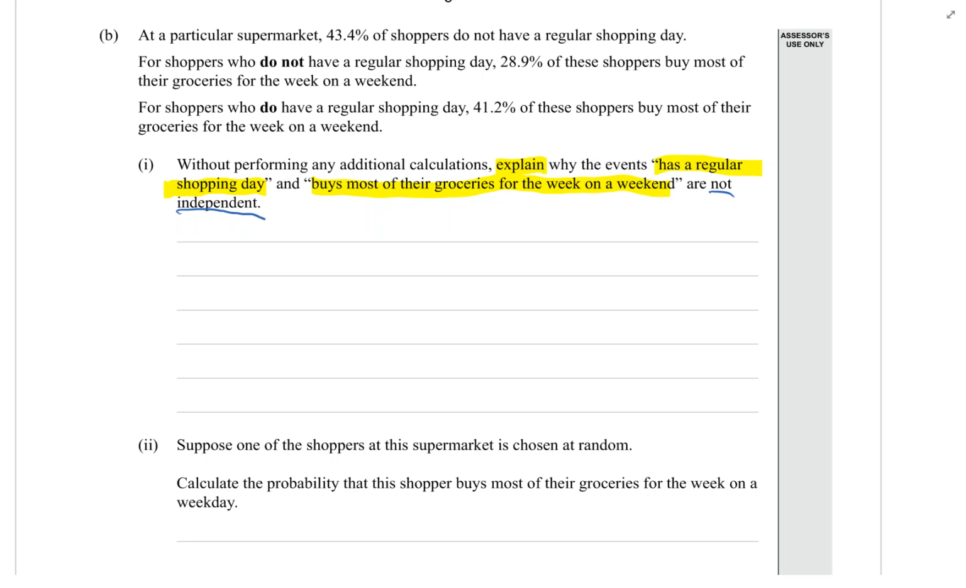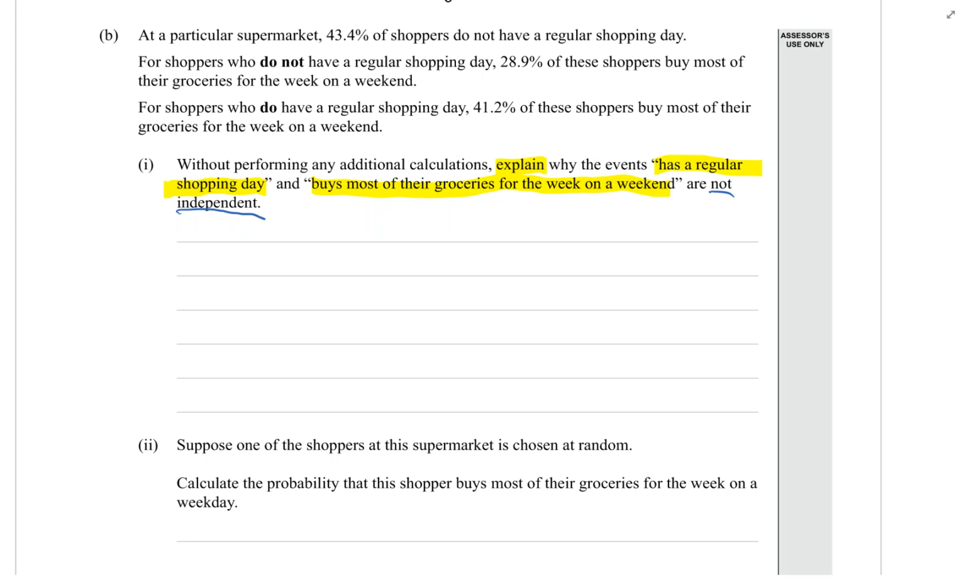An example of not independent would be having paid employment and owning a motor vehicle when you're in year 13. If you are in paid employment, that increases the probability that you own a motor vehicle. So those two events are not independent. There is a link between them. So in this one here, I want you to have a think about this. Based on this data, based on the numbers, does the probability that a shopper buys most of their groceries on a weekend change if they have a regular shopping day?